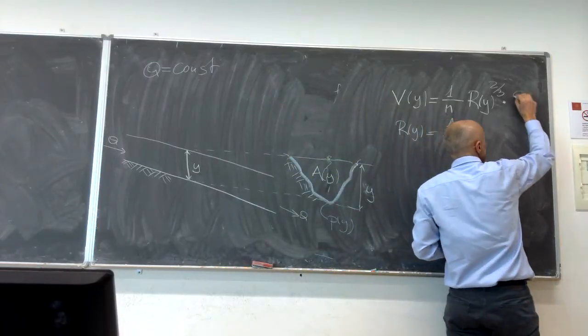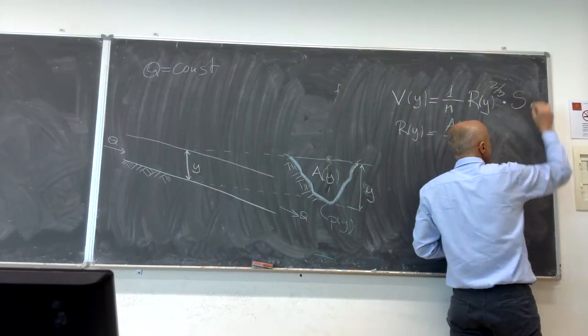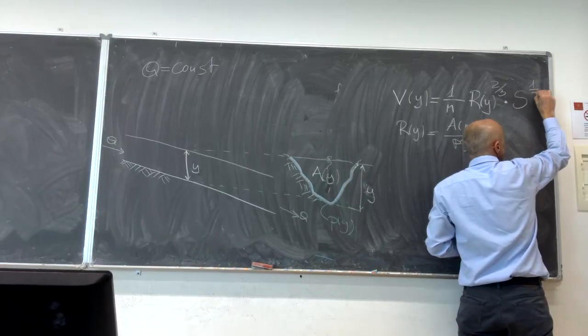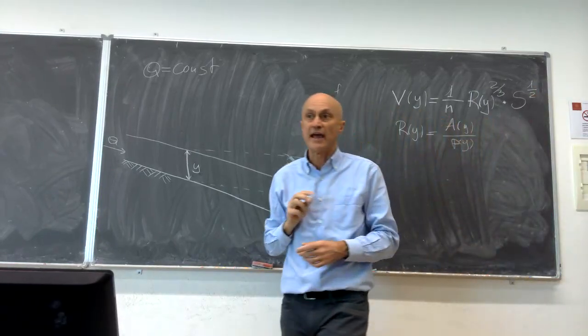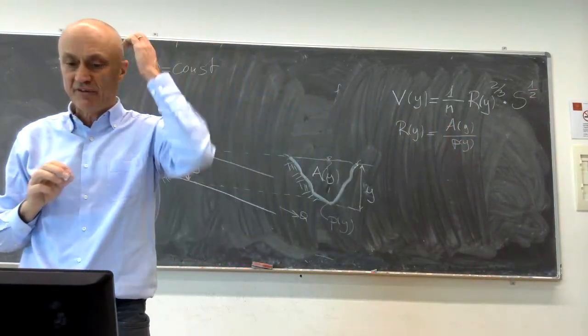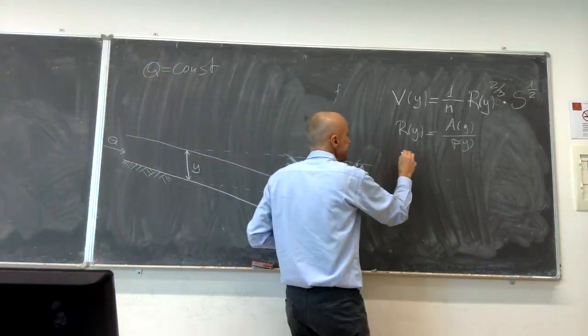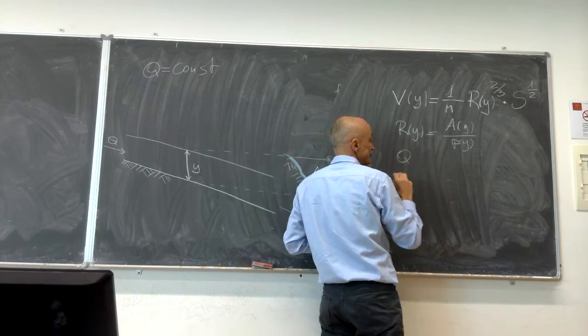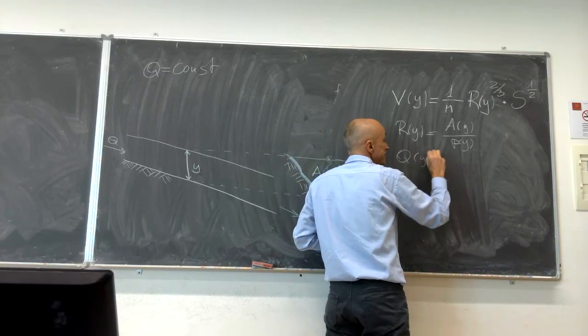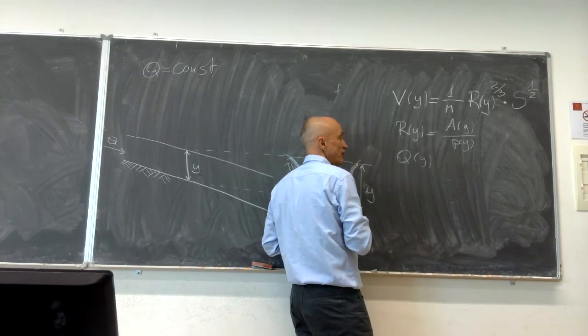So given this expression, of course, it's easy to get the discharge, which becomes only a function of y, and the discharge by definition is the wetted area times the average velocity.